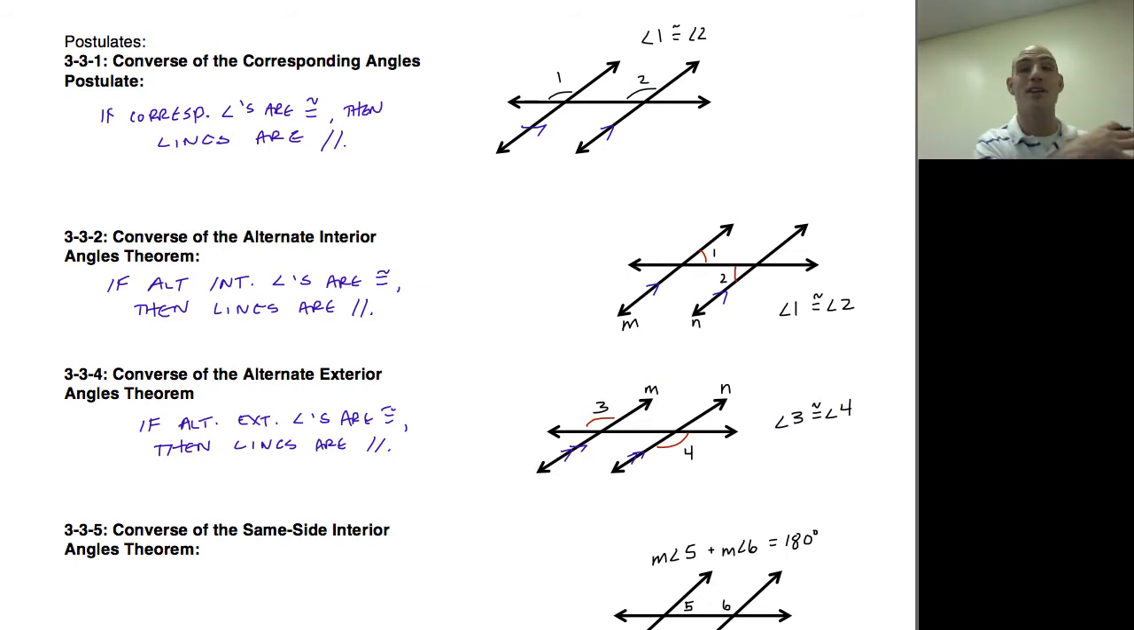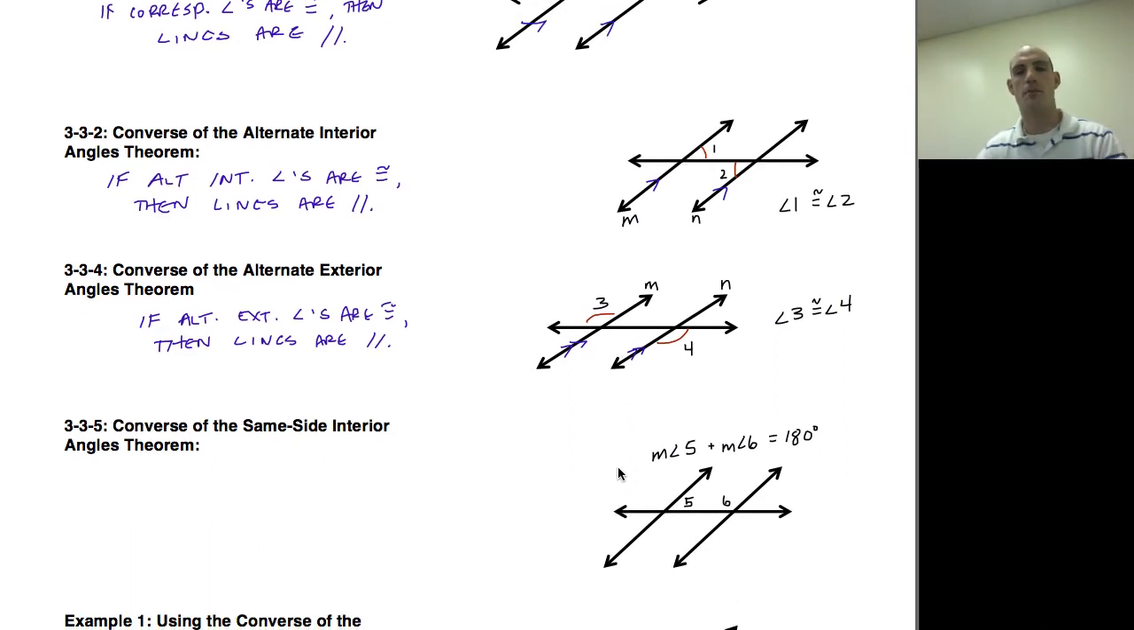Then from there, it follows that everything else about these parallel lines cut by a transversal is true. Let's talk about 5 and 6. If we look at 5 and 6, they are obviously related in a different way. They are same side interior angles: same side of the transversal, inside those two lines that we're trying to prove are parallel.